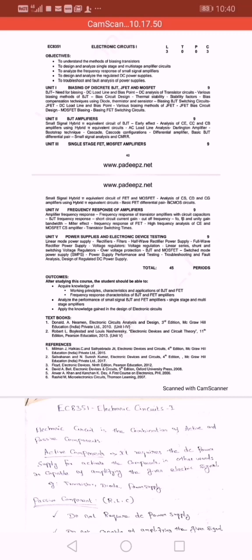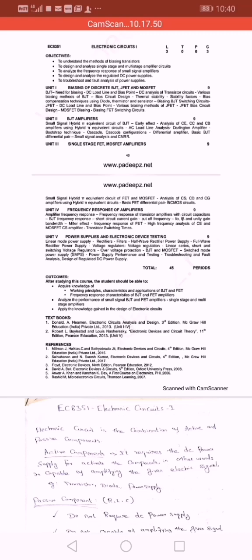And the second unit is BJT amplifier. From that unit we have to know how to design and analyze single stage and multi-stage amplifier circuits. In the first unit we have seen BJT and JFET, just to apply the biasing. In the second unit, how to design and analyze the BJT amplifier, because the BJT amplifier has four hybrid equivalent models.